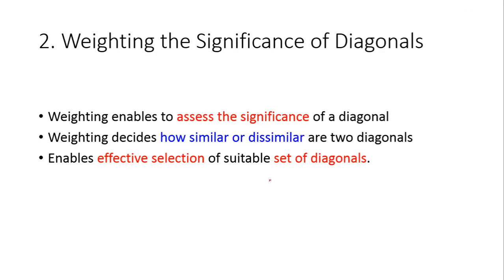Okay, so now once you have shortlisted those diagonals, what you do is move on to weighing the significance of each diagonal. You are supposed to assess the significance of each and every diagonal by weighing them. Weighing would decide how similar or how dissimilar the two diagonals are, for whatever diagonals you have ended up with. And this enables effective selection of the set of diagonals.